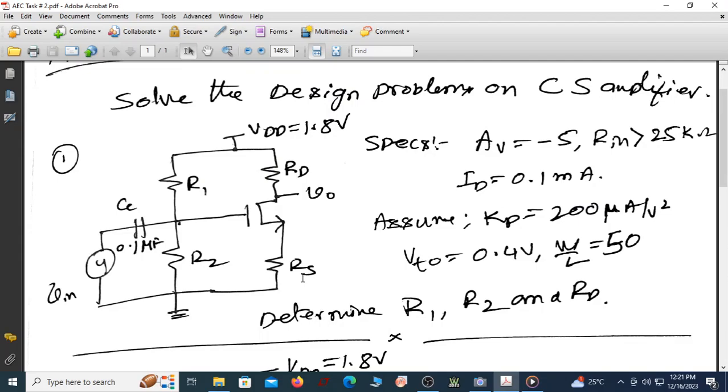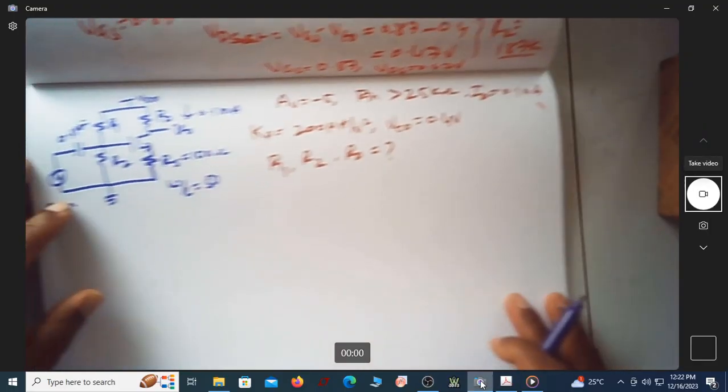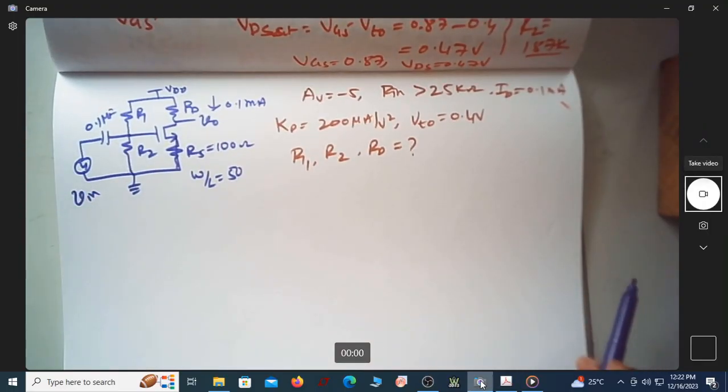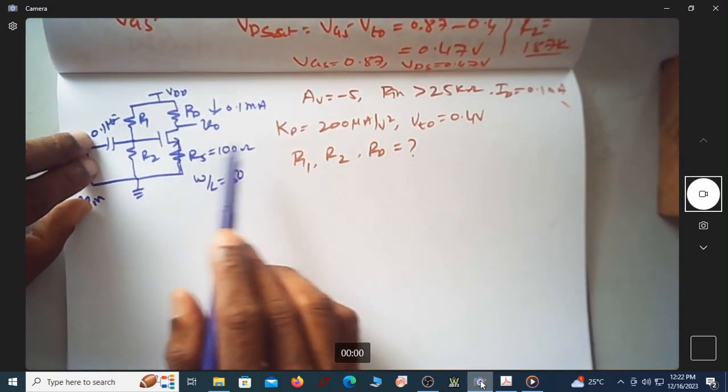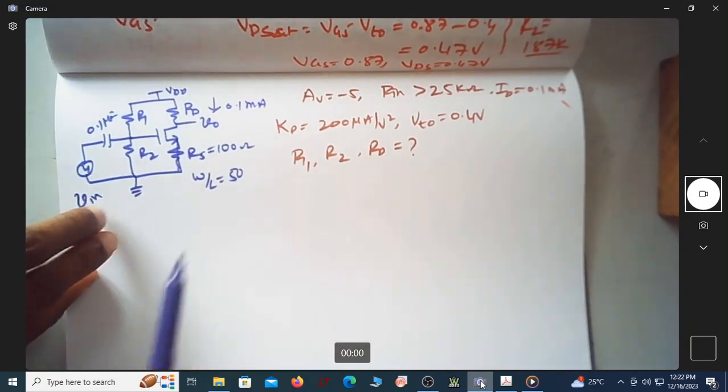We are asked to find these biasing resistors R1, R2 and RD. So this RS is also assumed to be 100 ohm. Okay, this is one data that we are assuming. So this RS is 100 ohm. So let us solve this problem. I'm just rewriting the same thing. We are asked to find R1, R2, RD. These are the values given.